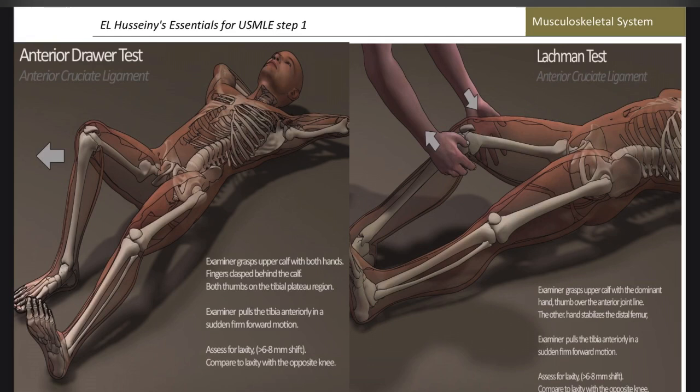Next one, the Lachman test. The Lachman test is the most sensitive, and the patient must be in supine position. We flex the knee to 20 degrees, stabilize the femur, and pull the tibia forward. If there is excessive movement, then we suspect an anterior cruciate ligament tear.